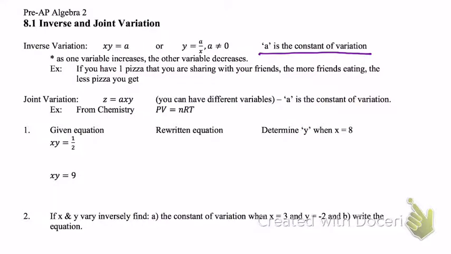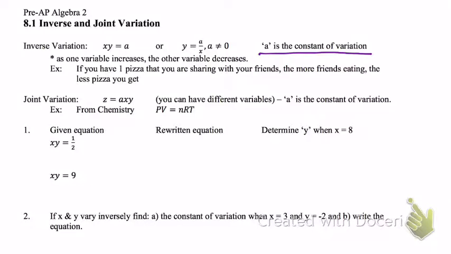Then if you have joint variation, you see a lot of these equations in chemistry, like the one that you see right here is from chemistry. But that's basically like they have a direct relationship, so that's another word for it besides joint is direct. But you can have different variables, and we call A the constant of variation.